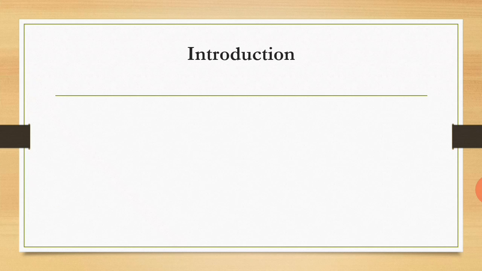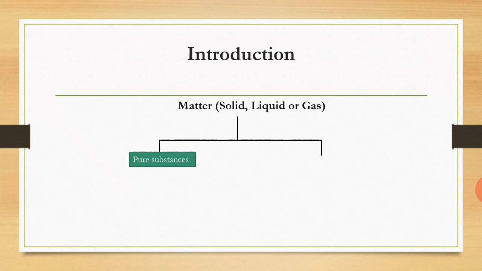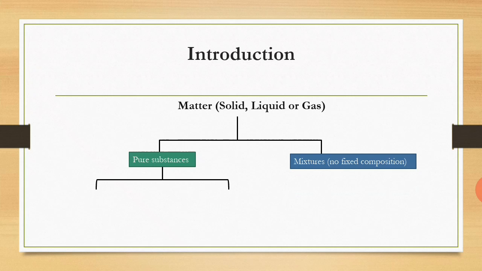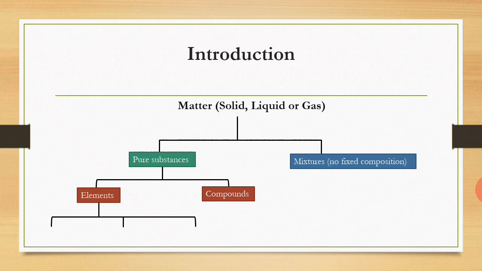The matter around us is present in three states: solid, liquids and gases. Depending upon the composition of this matter, it can be classified into two categories, pure substances and mixtures. The pure substances are further categorized into two categories, elements and compounds. The elements can be further divided into three categories: metals, non-metals and metalloids.